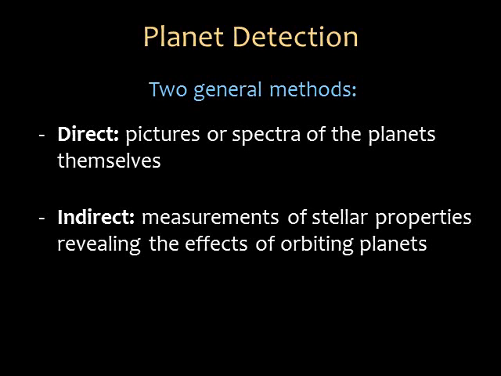We look for planets in two general ways, directly and indirectly. Direct detection means obtaining actual images or spectra of the planets, and indirect detection means inferring the existence of the planets without actually seeing them. We'll talk about indirect detection first.